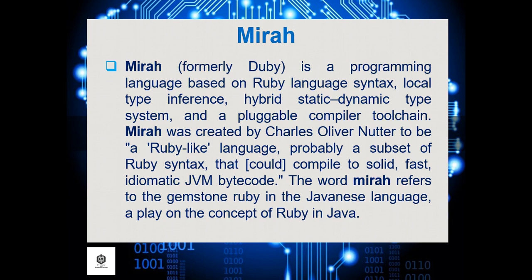Mira. Mira, formerly Ruby, is a programming language based on Ruby language syntax, local type inference, a hybrid static-dynamic type system, and a pluggable compiler toolchain. Mira was created by Charles Oliver Nutter to be a Ruby-like language, probably a subset of Ruby syntax, that could compile to solid, fast, idiomatic JVM bytecode. The word Mira refers to the gemstone ruby in the Javanese language, a play on the concept of Ruby in Java.